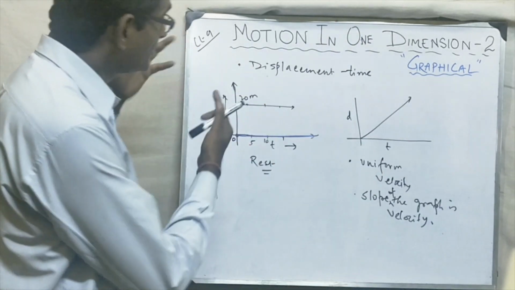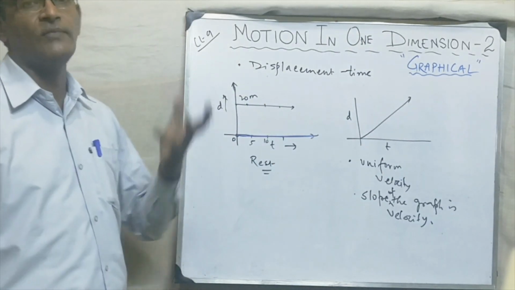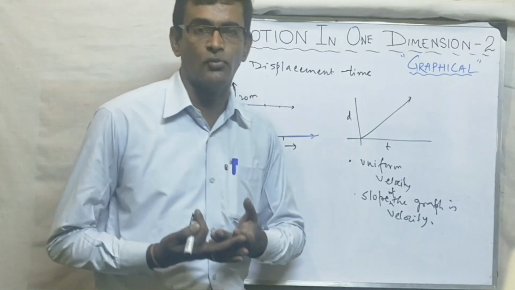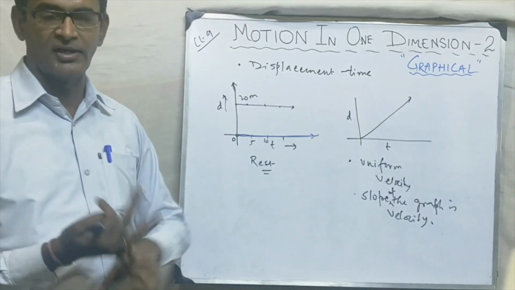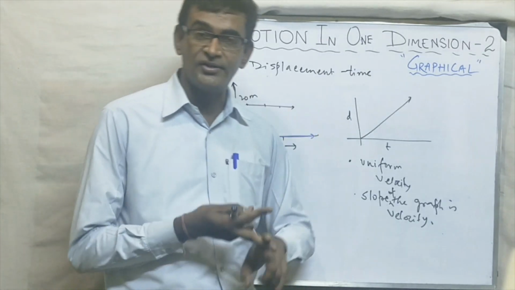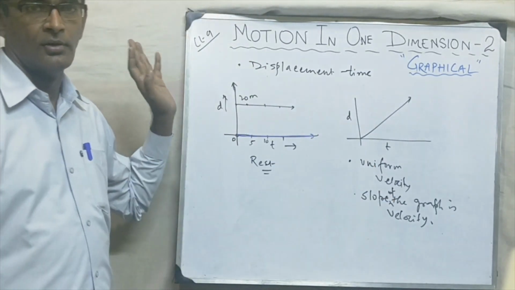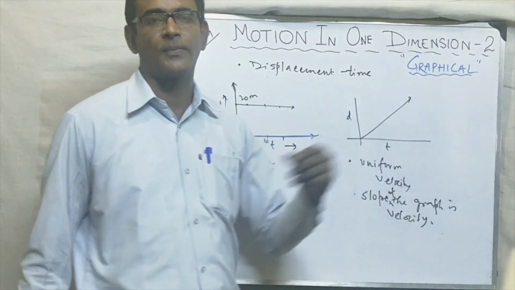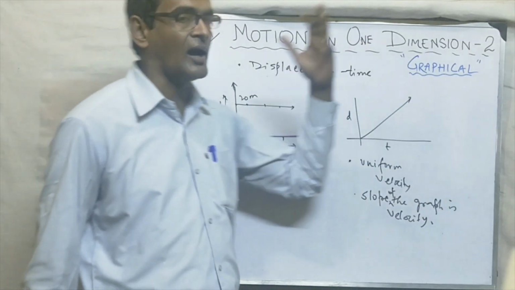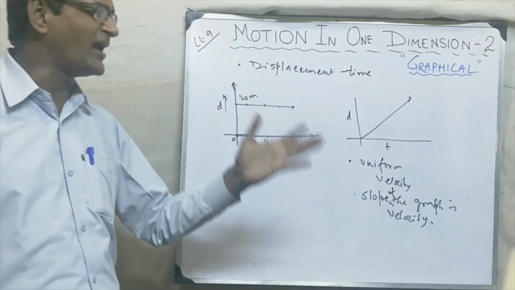Whenever the term motion comes, we will be interested in finding what type of motion it is. Is it uniform motion or non-uniform motion? If it is uniform motion, then what is the speed of the body, and these things. What is the displacement of the body after 5 seconds? What is the displacement of the body after 10 seconds? What is the speed of the body?